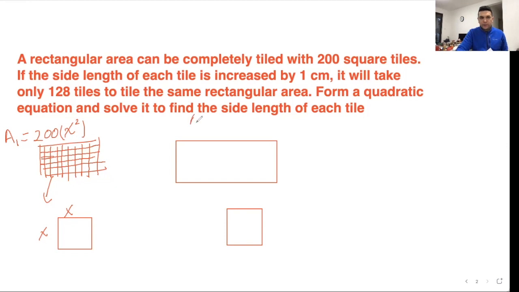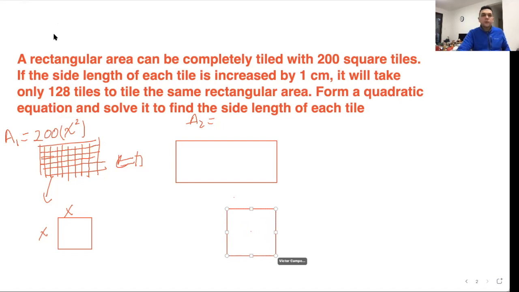And then for this one, a sub 2, it says the same rectangular area. It's going to be the same. These two are the same areas, okay? And it says, if the side length of each tile is increased by 1 centimeter. So if I do the same, well, that's going to be bigger actually. Let's make it a little bigger.